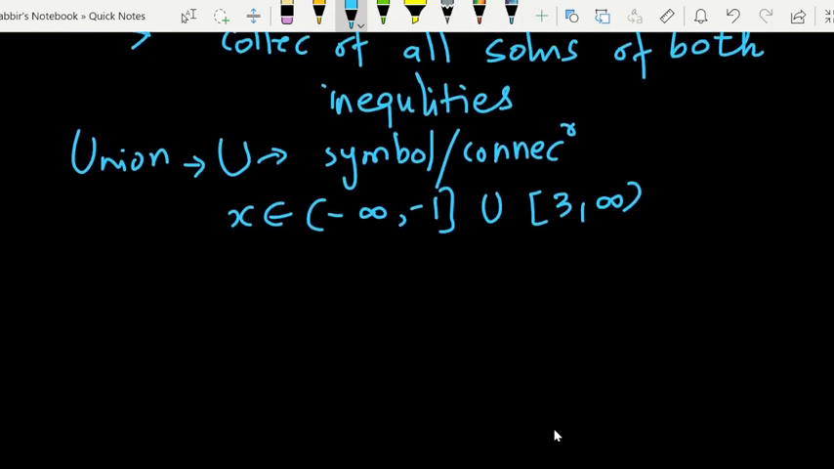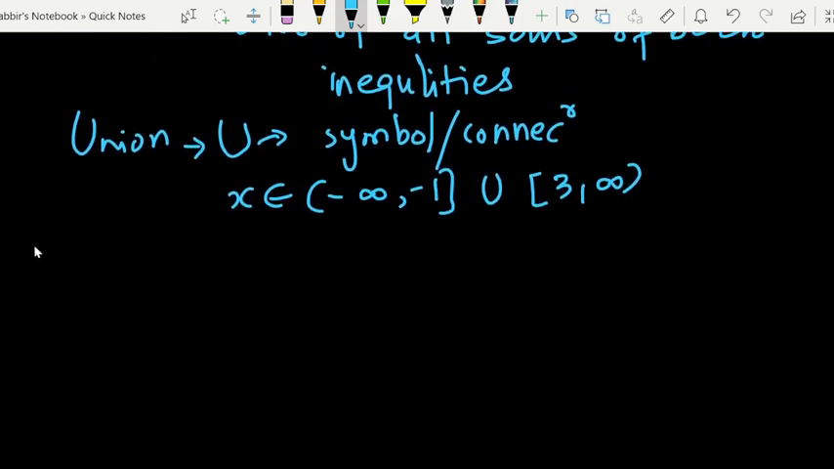Okay, so let's take an example: x less than or equal to 3, or we also represent U by or. U and or are the same. Okay, x less than or equal to 3, or x less than 7.